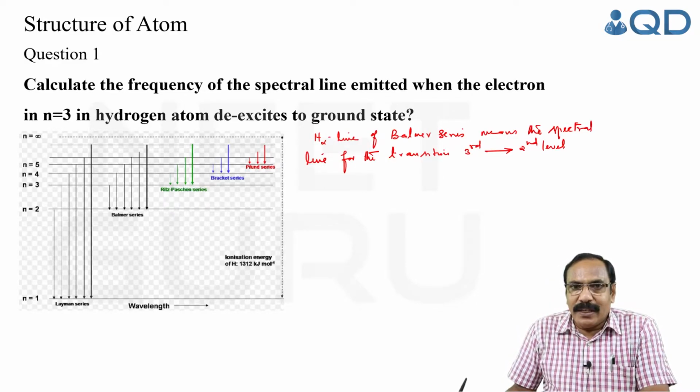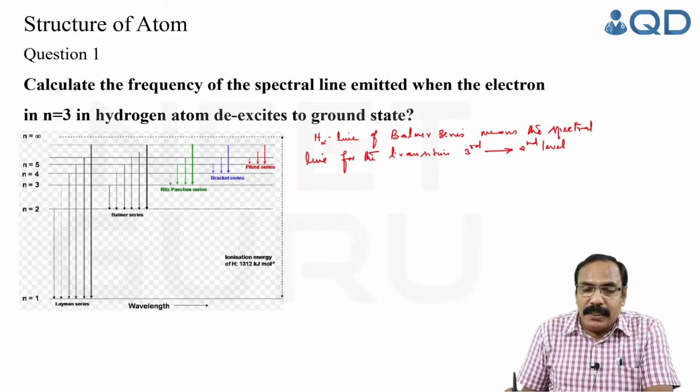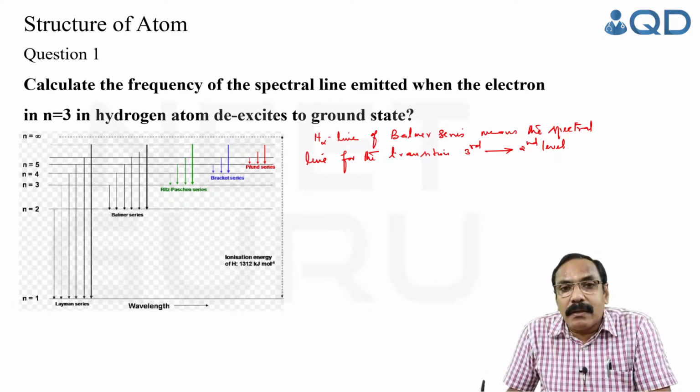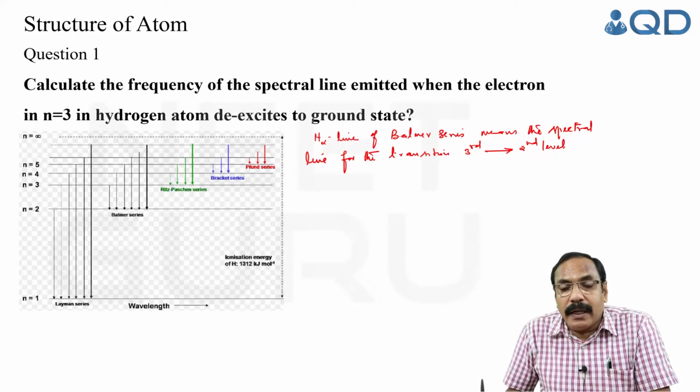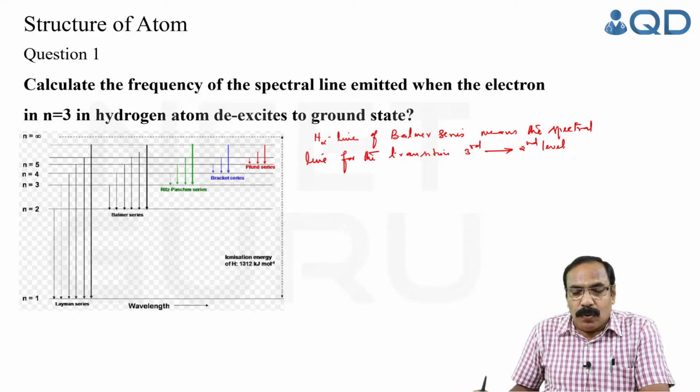Okay. Similarly, you have the Paschen series. Paschen series are a group of lines that appear when electron from any higher level returns to third level and so on.